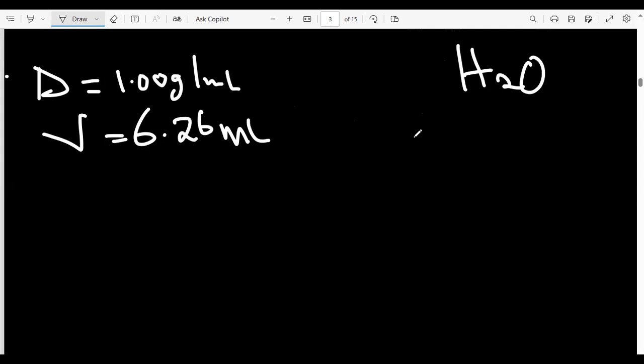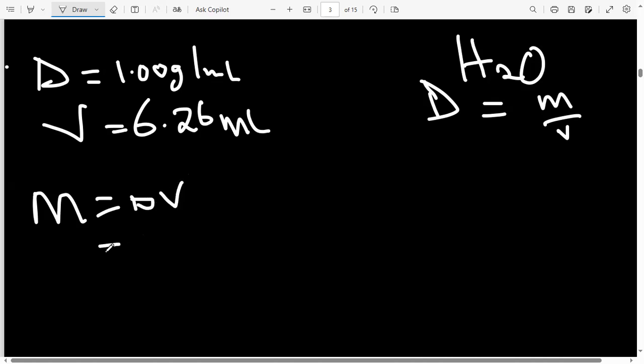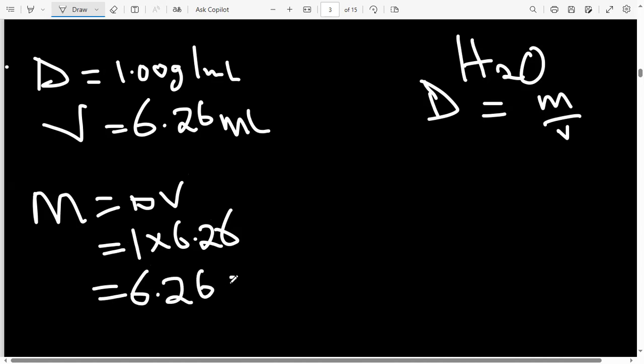Okay, so we know that density by formula is just mass divided by what? Volume. So if we make mass the subject of the formula, it means mass will just be equals to D multiplied by V, right? So let's multiply 1 multiplied by 6.26. So our mass is just 6.26 grams.